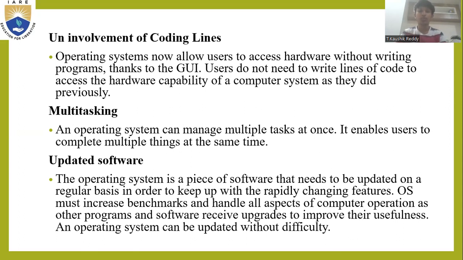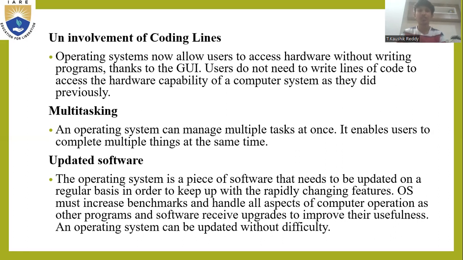And involvement of coding lines. Operating systems now allow users to access hardware without writing programs, thanks to the GUI. Users do not need to write lines of code to access the hardware capability of a computer system as they did previously. Multitasking. An operating system can manage multiple tasks at once. It enables users to complete multiple things at the same time.